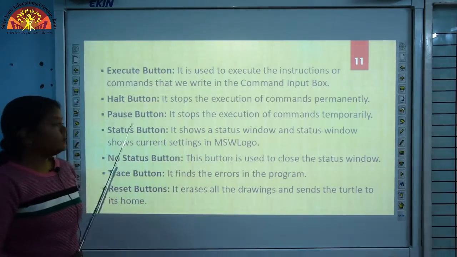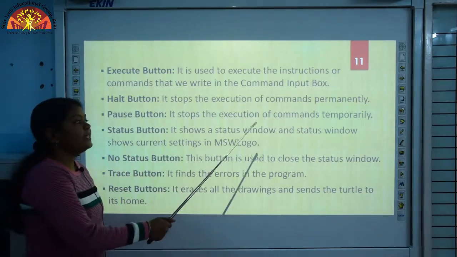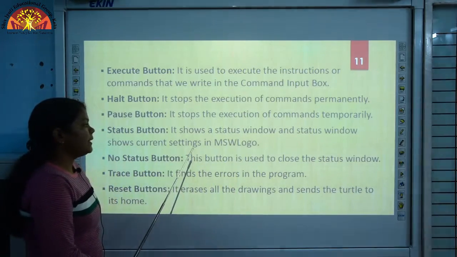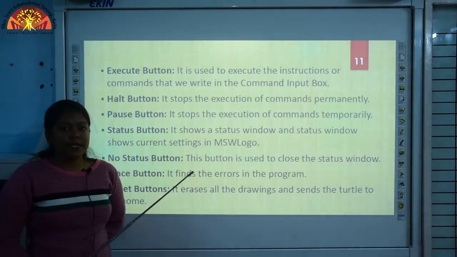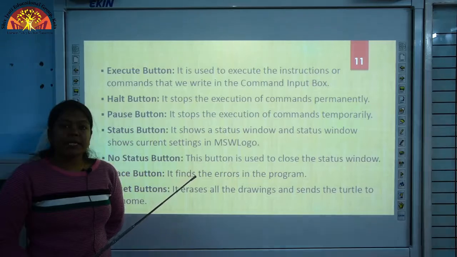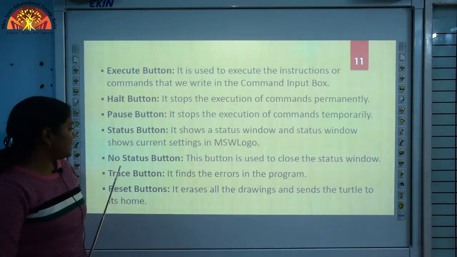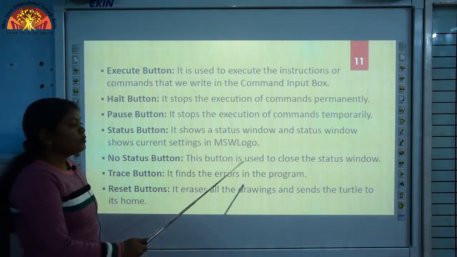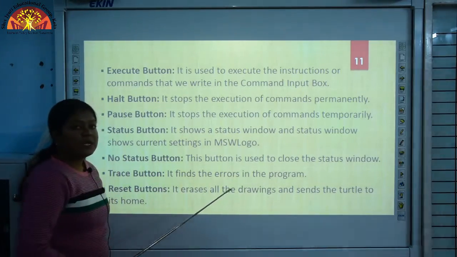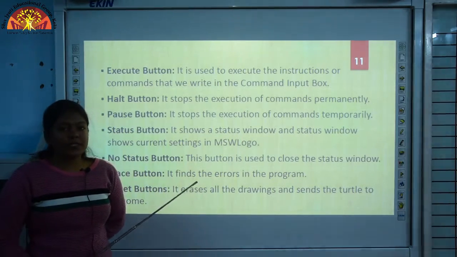Now the next button, status button. Status button shows a status window and the status window shows current settings in MSW logo. So students, whenever you want to change the settings of the MSW logo window, then you can click on the status button. Now the next button, no status button. No status button is used to close the status window. Students, if you want to close the status window, then we have to click on the no status button.